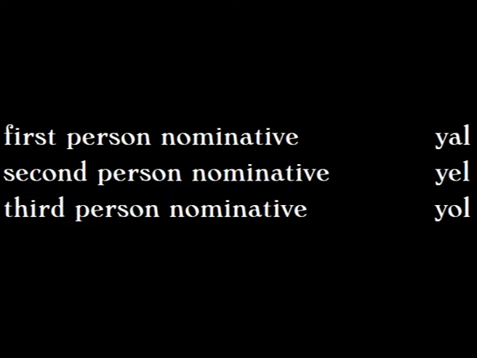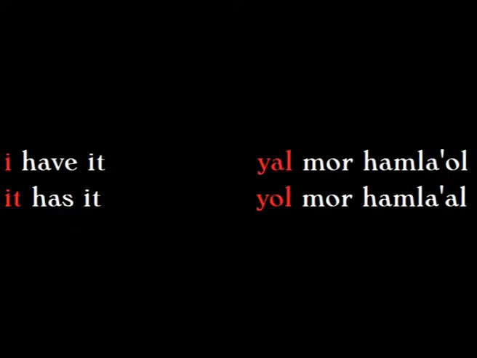For example, the first person nominative pronoun is yal, and the third person is yol. So "I have it" would be yal morham la'ol, and "it has it" would be yol morham la'al. As I explained in the last video, mor is the third person accusative pronoun. Because the subject comes before the object, just like in English, yal and yol both come before mor. The first person accusative pronoun is bite, so "it has me" would be yol bite hamla'al.